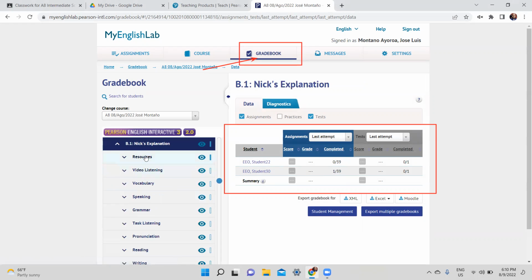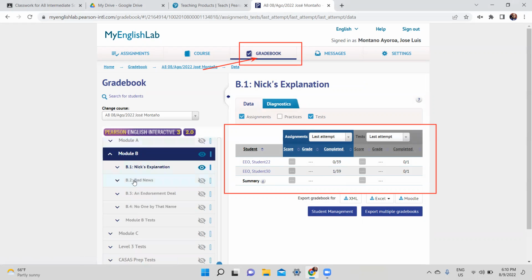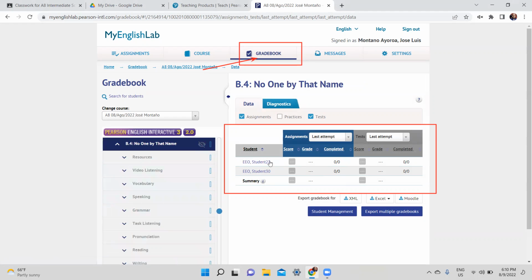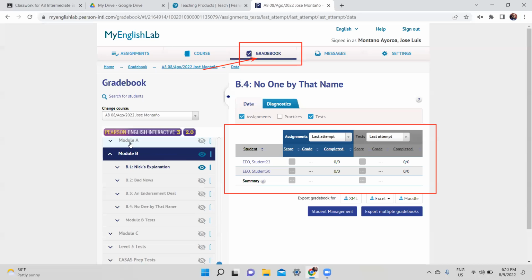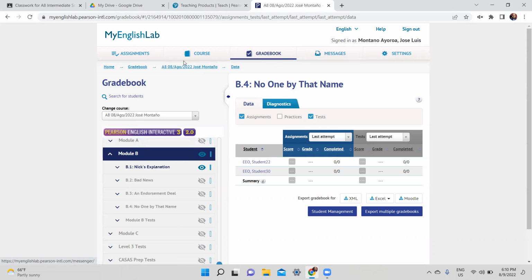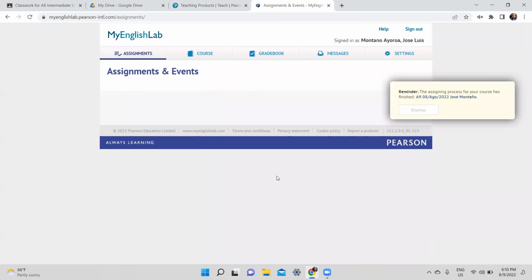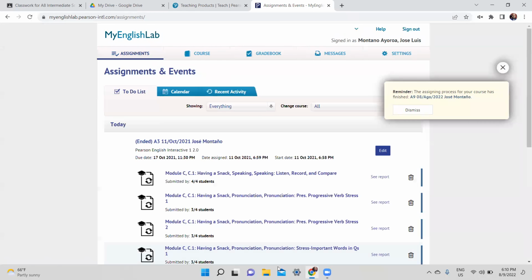This is first unit, es la primera unidad, B1. La segunda unidad, B2. The third unit, B3. And the fourth unit, B4. All right, so there you see all your scores and all your grades, Evelyn. I don't know if you have any questions about that. Let me know, please. In the part, the assignment. Yes. This part, there are exams and tasks.